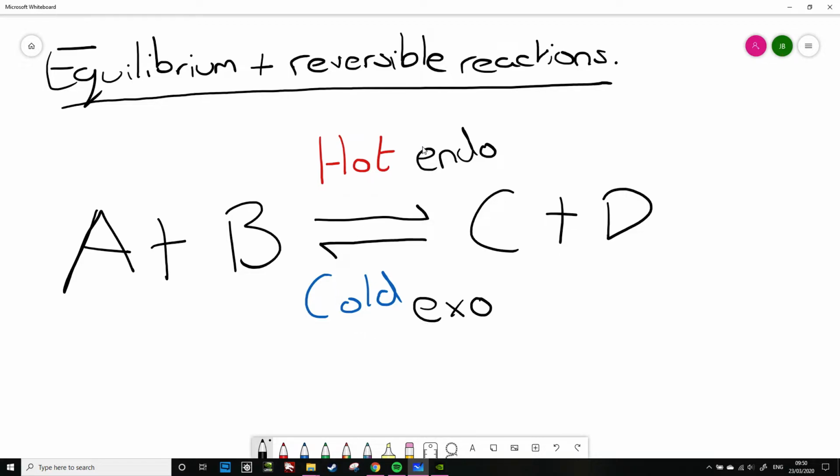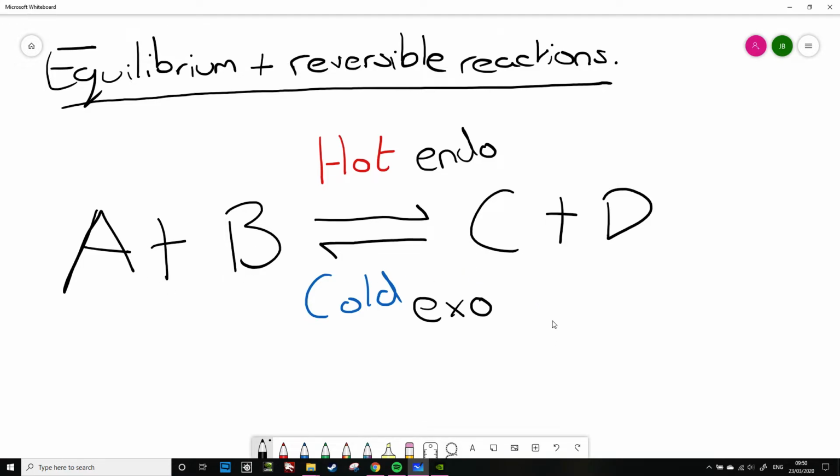On the other side, endo loves heat. It will absorb as much heat as it possibly can. So if you increase the heat of the surroundings, endo will absorb it and it will shimmy over to this side. And that's important later on when we talk about Le Chatelier and how we can manipulate equilibrium, because it allows us to either get more products or more reactants, depending on what we want.